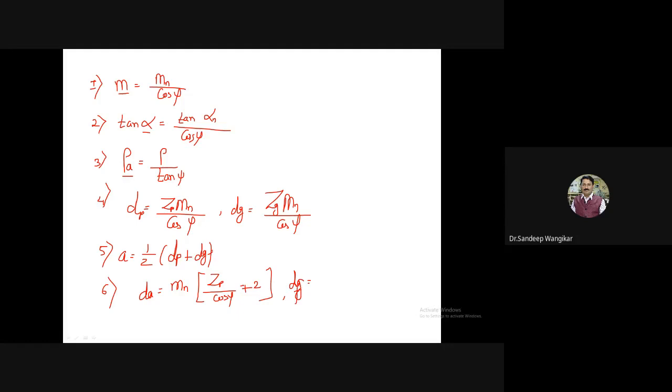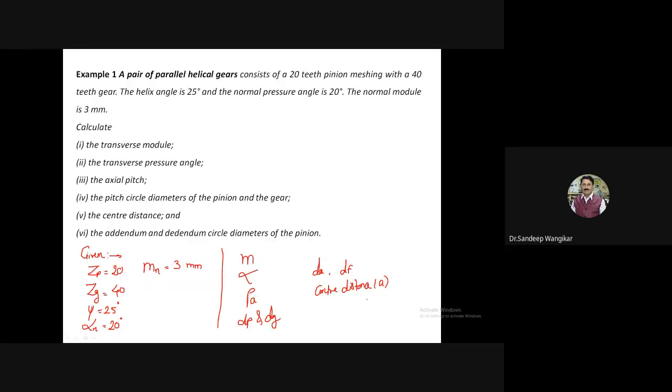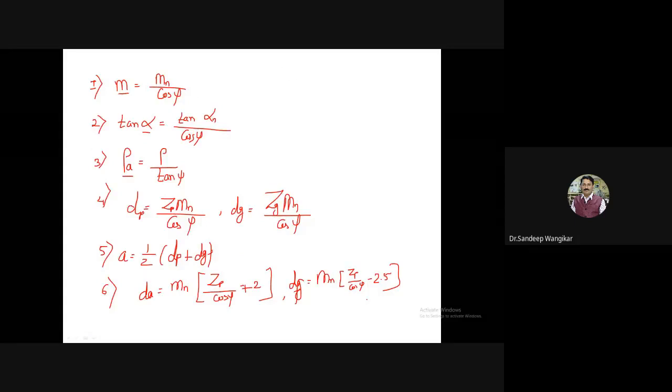Sorry, df here is equal to mn into bracket minus 2.5. So this is the formula for addendum and dedendum circle diameter of pinion. Similarly, you can calculate the addendum and dedendum circle diameter. Only it is asked for pinion, so we have calculated. If you require, you can calculate for gears. So this is related to the problem, and it is a very simple thing.